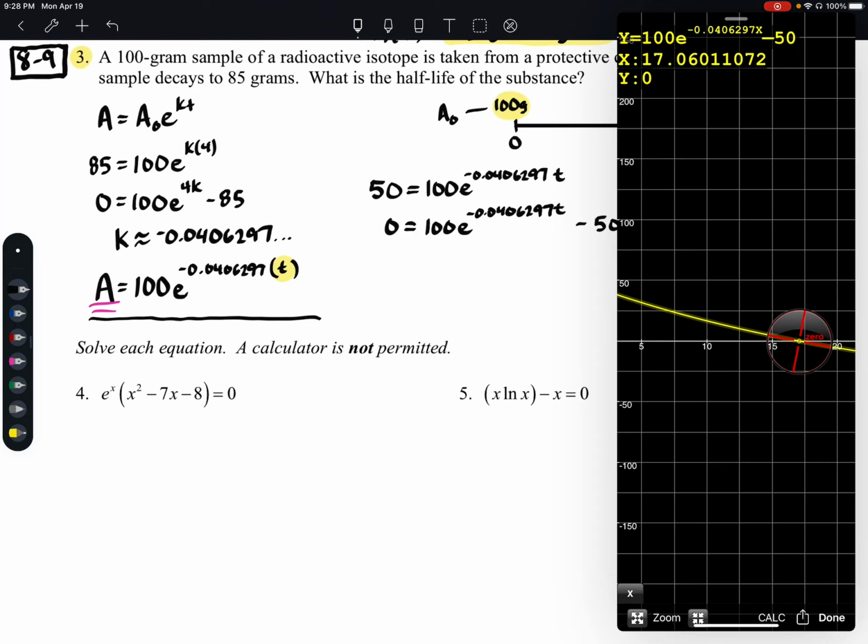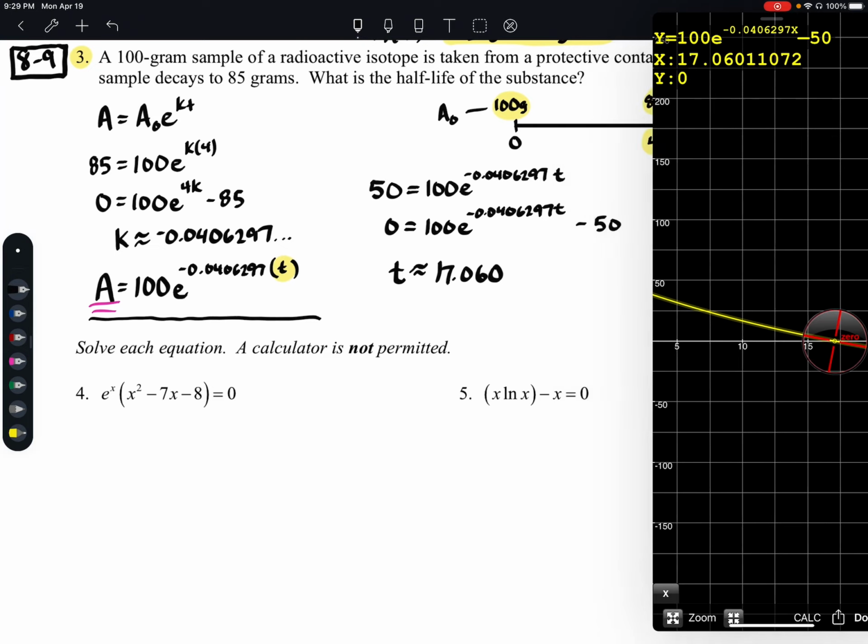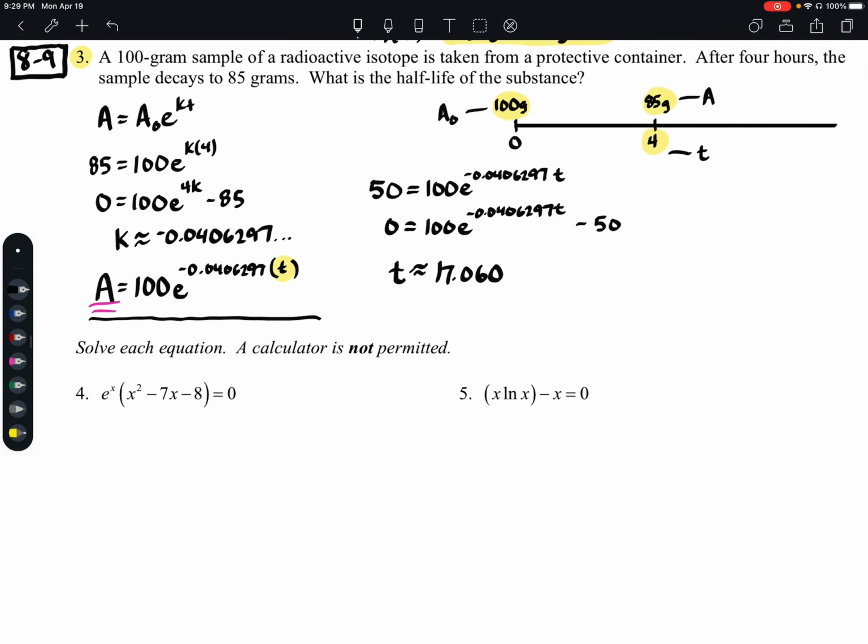17.060. So T is going to be approximately 17.060. Now, what are we talking about? Well, we said we were talking about hours up here, so that'd be 17.060 hours. And that is our answer.